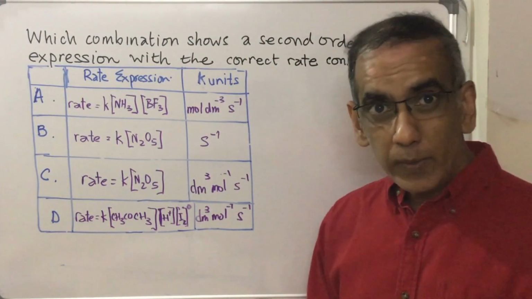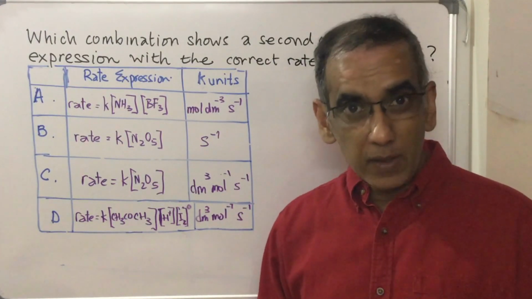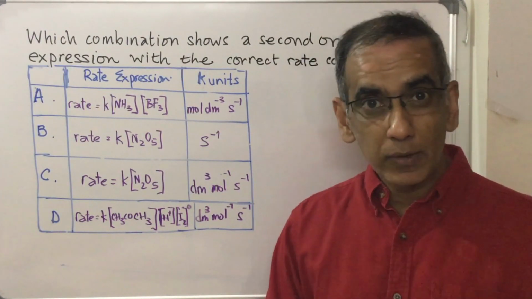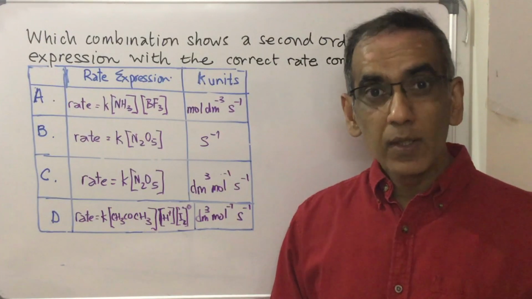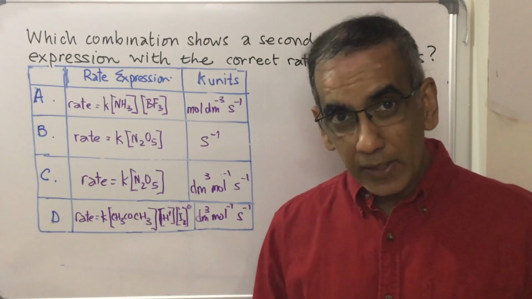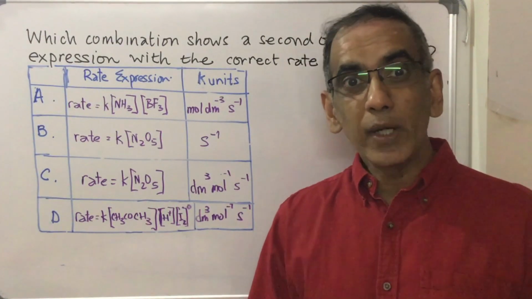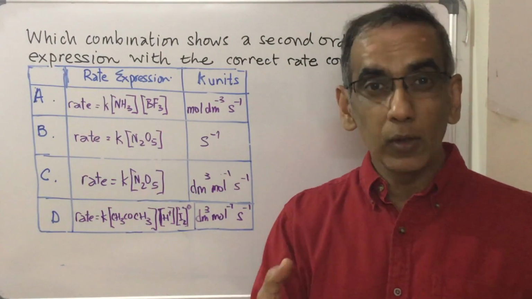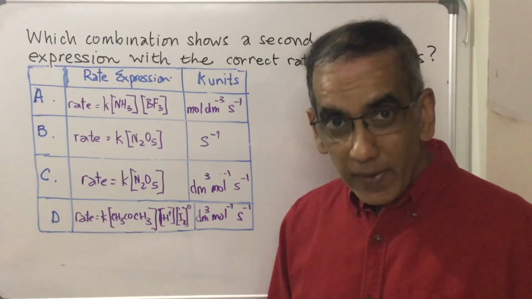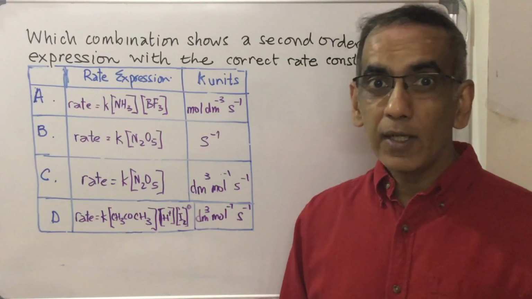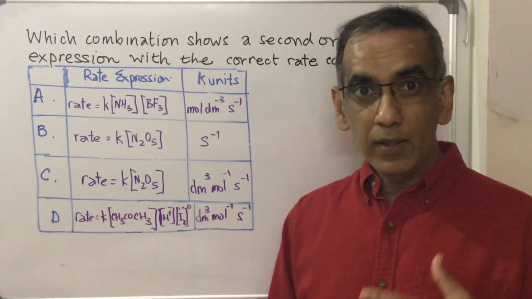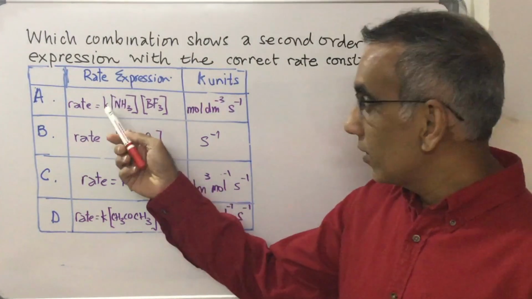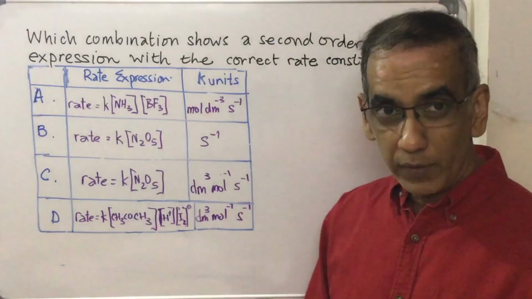Now, the only way to determine the order of a chemical reaction is by carrying out an experiment. But of course, once that experiment is carried out, then you establish the rate expression or the rate law. And from that rate expression or rate law, it's possible to determine the order of the reaction. So let's look here at these four expressions for the rate.